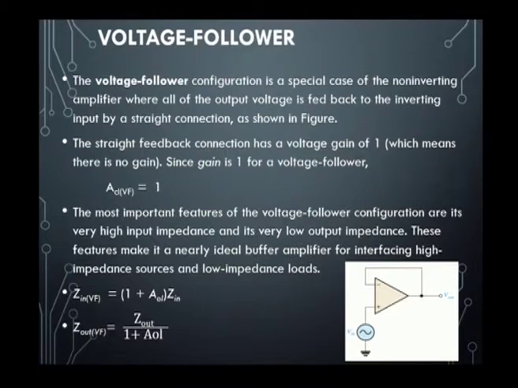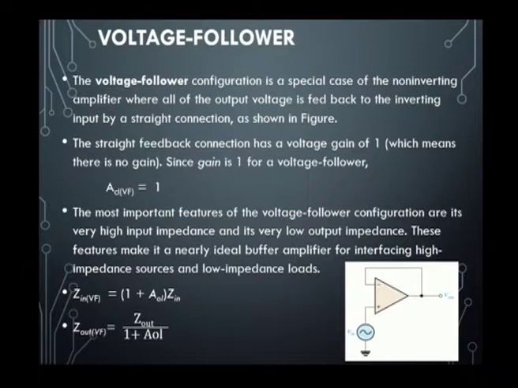For a voltage follower application, we need a non-inverting configuration where all of the output voltage is fed back to the inverting input by a straight connection, as shown in the figure. So here a straight connection is made from the output to the inverting terminal, in a non-inverting configuration. The straight feedback connection has a voltage gain of 1, so the voltage follower has a gain of 1.